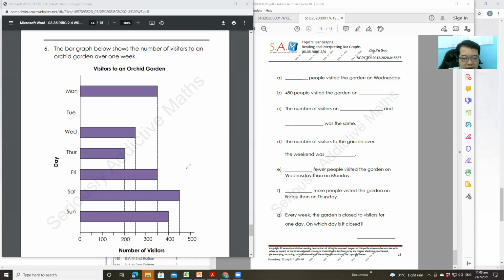Okay, let's prepare the information. So first of all, let's understand the scale, right? You have one, another, and then it's 100. So this seems to be halfway, right? That means it is 100 divided by 2 equals 50. And so this is 150. This is 250. This is 350, right? And this is 450. All right, multiples of 50.